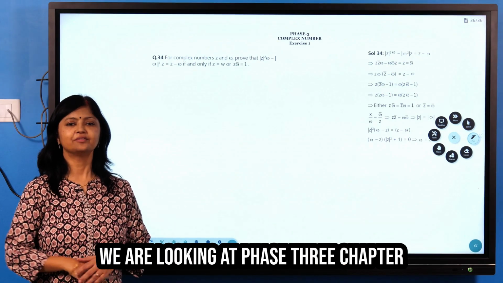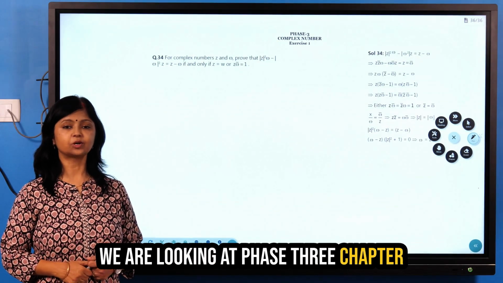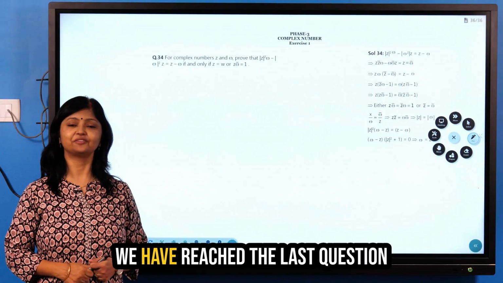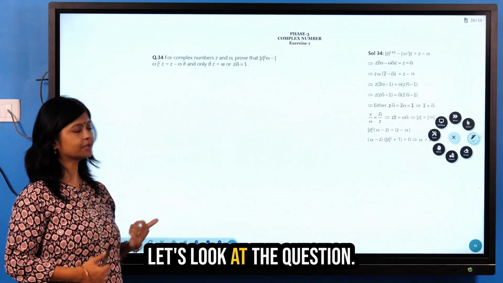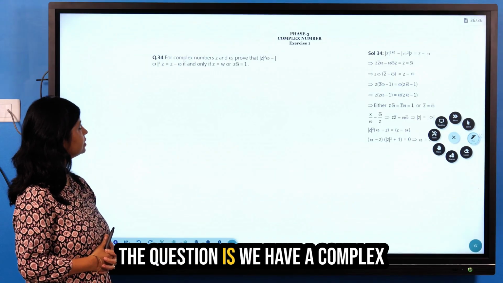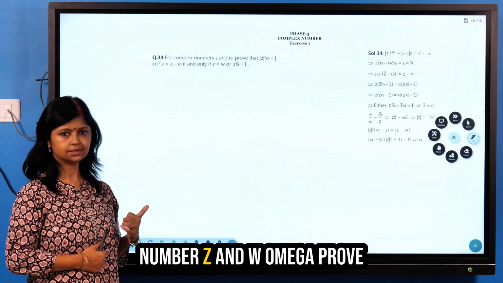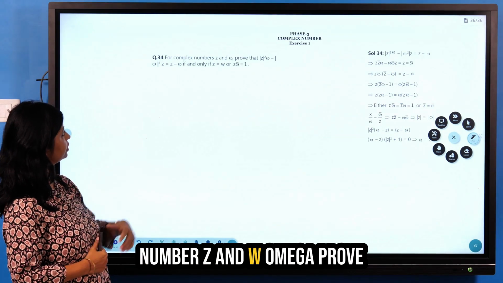Hello everyone. We are looking at phase 3, chapter complex numbers, exercise 1. We have reached the last question, number 34, from our package. Let's look at the question. The question is, we have complex numbers z and omega.